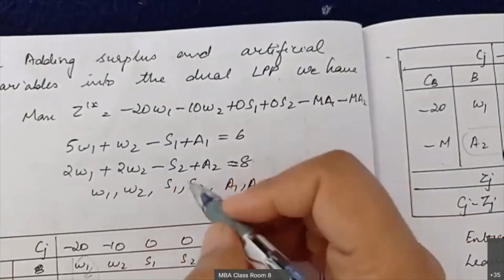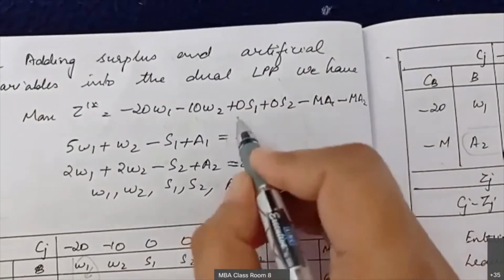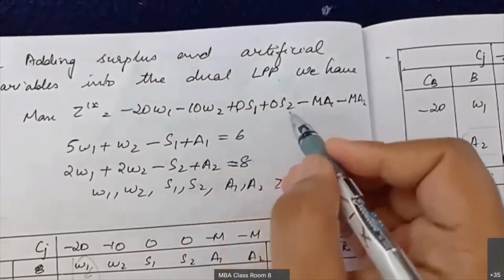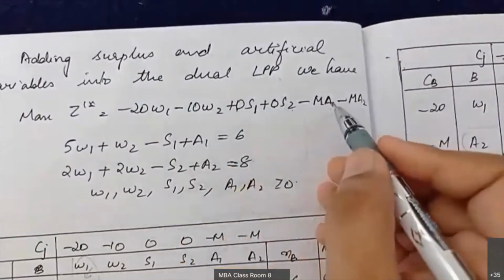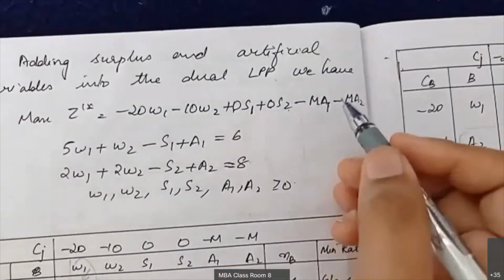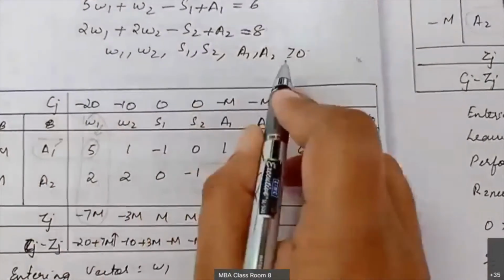We have to introduce all these variables into the objective function. The surplus variable S1 has coefficient 0, surplus variable S2 has coefficient 0, artificial variable A1 has coefficient -M, and artificial variable A2 has coefficient -M. Once that is done, we have the non-negativity constraints written here.